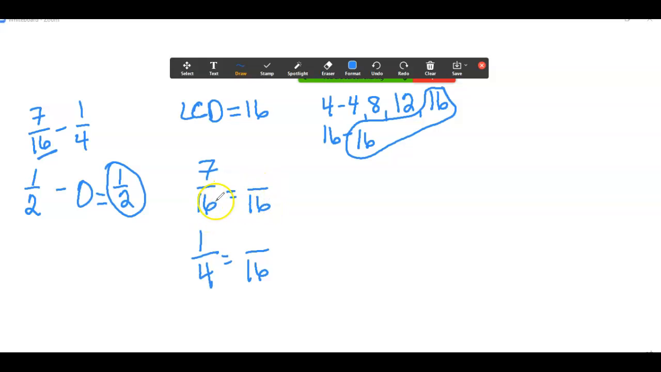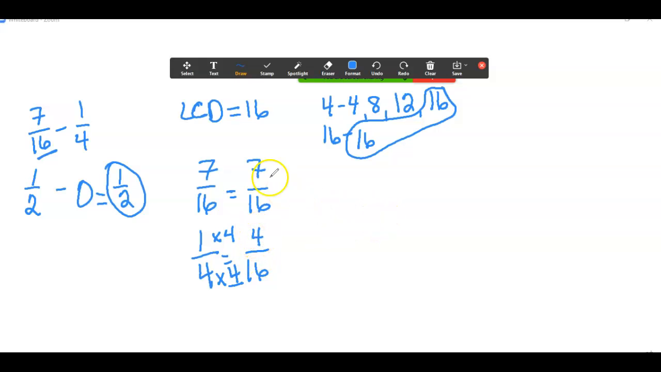Well, this is already 16, so this is 7/16. I like when that happens. It's less work. So 4 times what is 16? That would be 4. What I do to the bottom, I do to the top. So 1 times 4 is 4.